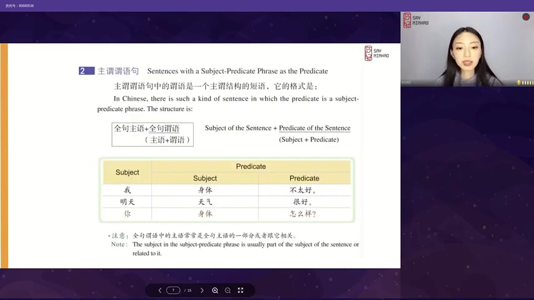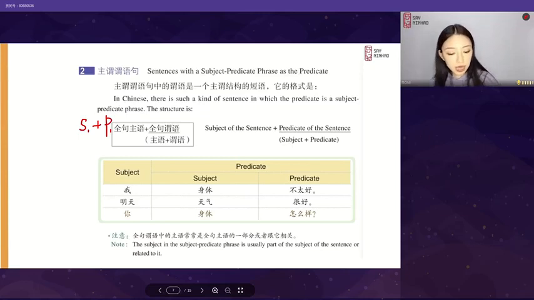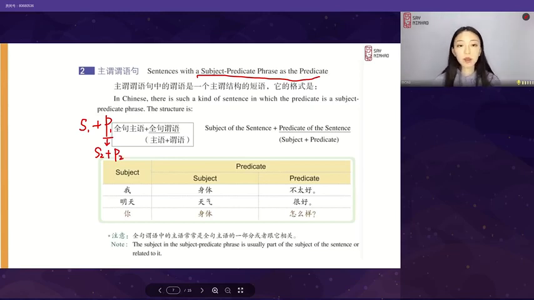Next one is the sentence with a subject predicate phrase as the predicate, which means in a big sentence, there will be a subject and a predicate. This is the basic structure of a sentence. And for this kind of structure, it means the predicate for the whole big sentence can be separated into two parts, which is the small subject and the small predicate. Now let's just see the example to understand it.